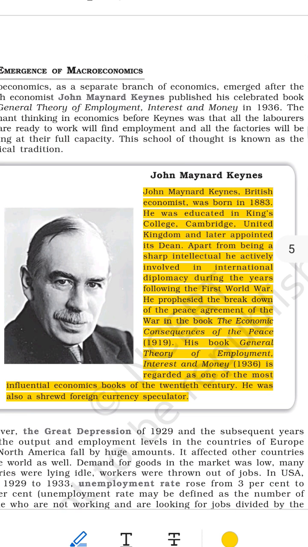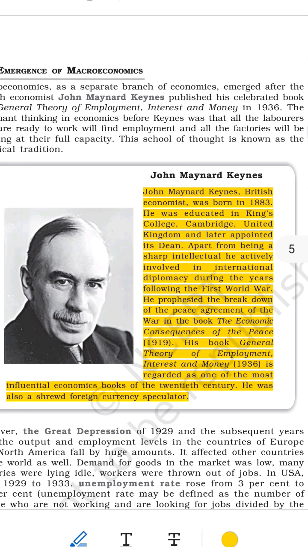Line 3. Apart from being a sharp intellectual, he was actively involved in international diplomacy during the years following the First World War. He was not only smart in books; a sharp intellectual means very intelligent. He also helped in big world talks. This is called diplomacy. Diplomacy means helping countries talk and solve problems peacefully. After the First World War ended in 1918, he helped in world discussions to make peace and rebuild countries.